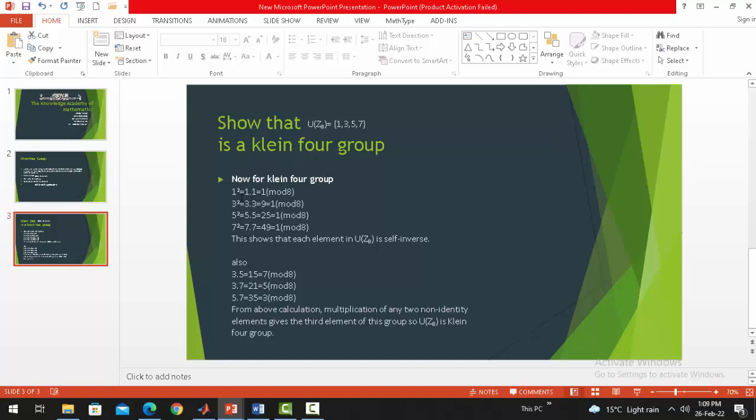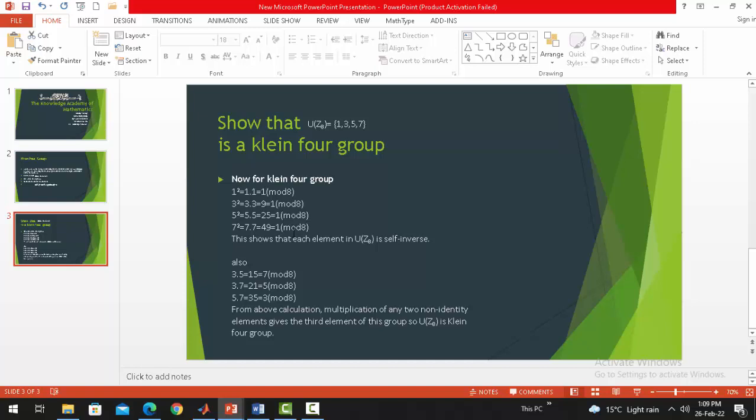So 1 squared is equal to 1·1, which is 1 mod 8. 1 is the identity. 3 squared means 3·3, which is 9, and 9 is equal to 1 mod 8. 5 squared is equal to 5·5, which is 25, equal to 1 mod 8, and 7 squared is equal to 7·7, which is 1 mod 8. This shows that each element in UZ8 is self-inverse.